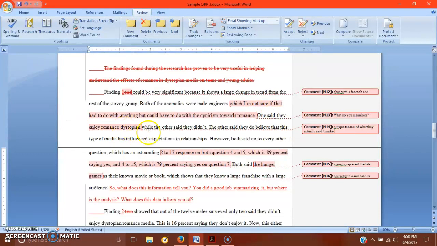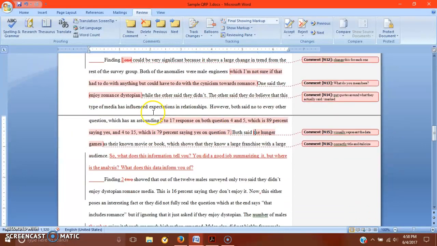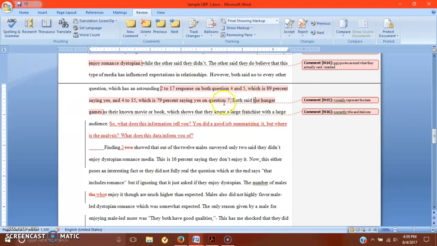One said that they enjoyed romance dystopias, while the other said they didn't, because there were 2 guys on her surveys that said they didn't enjoy dystopian romances at all, which surprised her because she thought, based on gender stereotypes, that males would enjoy romance and dystopias a lot less than they indicated, but there are only 2 males that really indicated that they had little to no interest in dystopian romances. So that's what this both is.